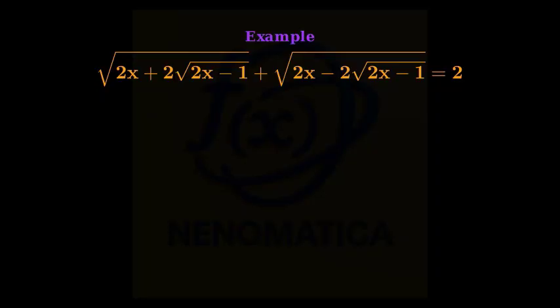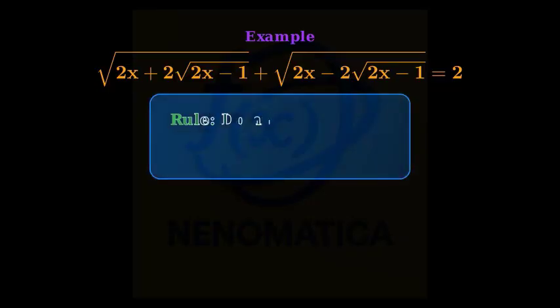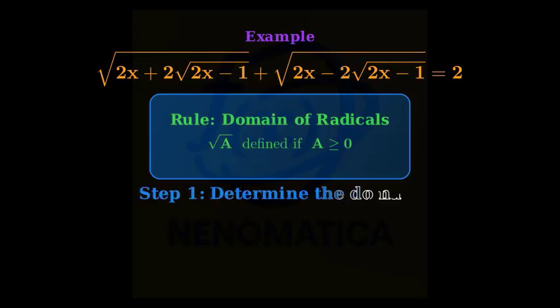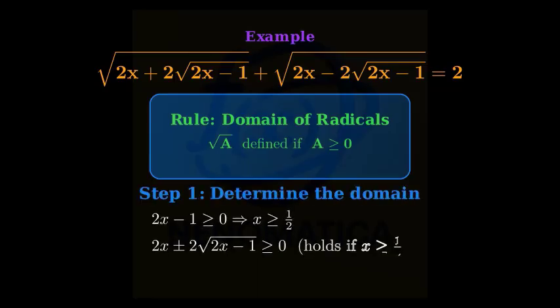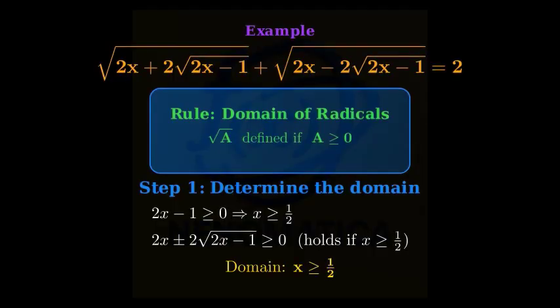Step 1. Determine the domain of the equation. We use the rule that a square root is defined only when its radicand is non-negative. From 2x minus 1 greater than or equal to 0, we get x greater than or equal to 1/2. The other two radicands are automatically non-negative when x is at least 1/2. So the domain is x greater than or equal to 1/2.